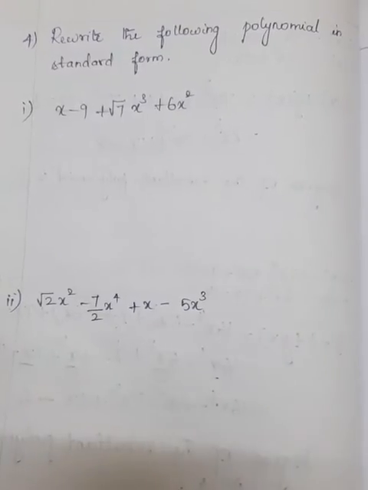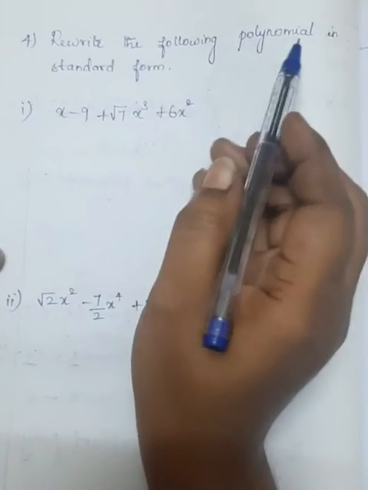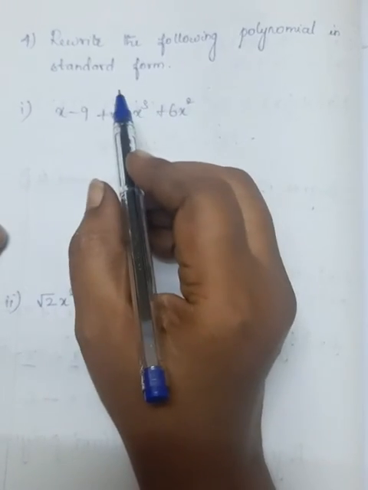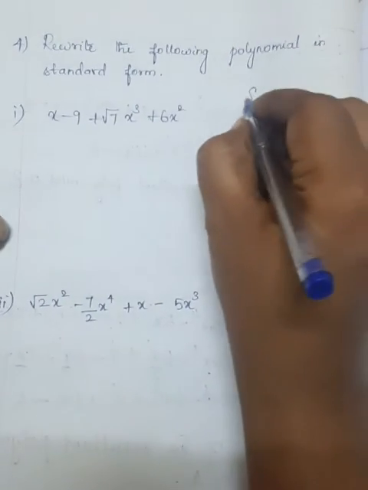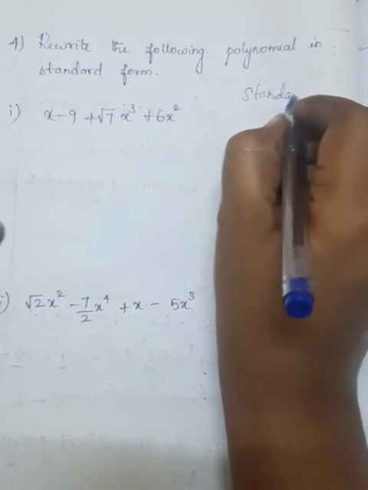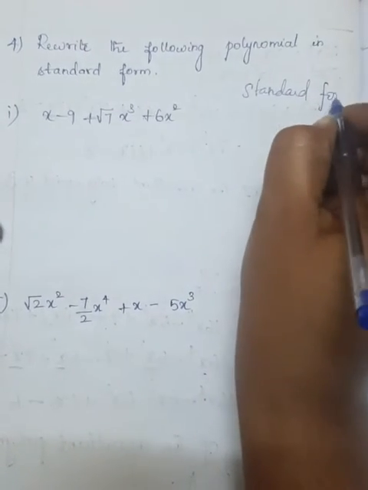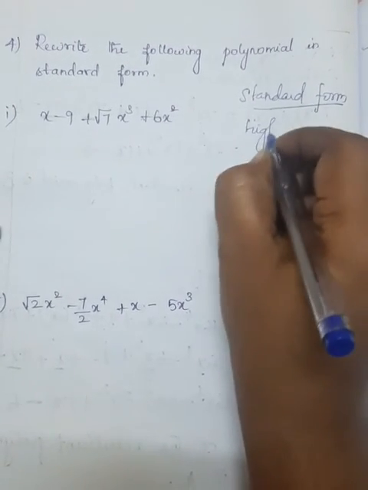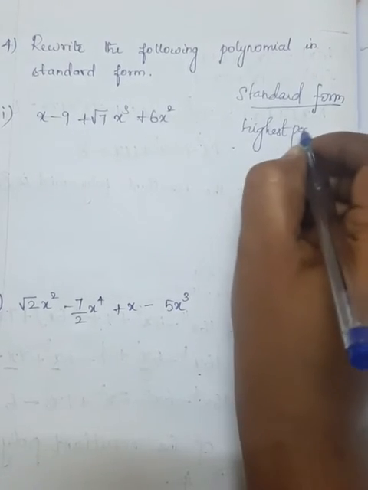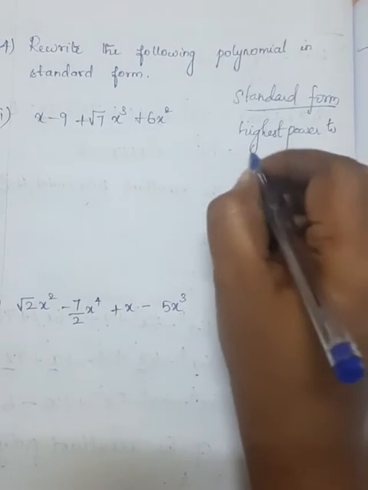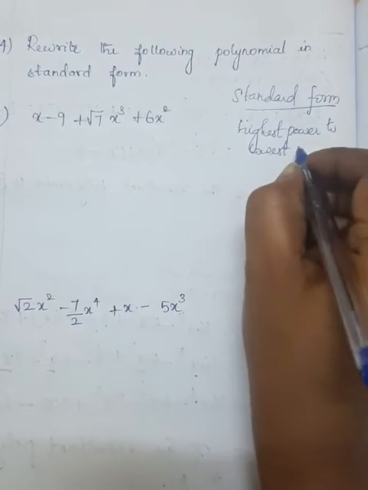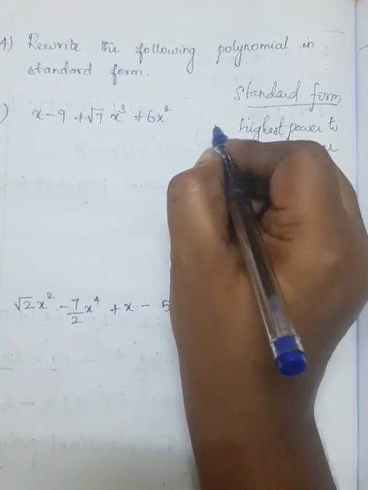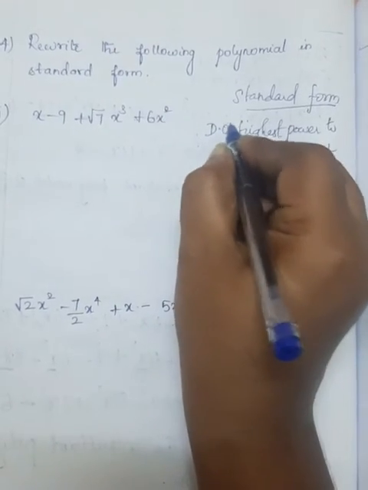Okay. So let's see the fourth sum. Rewrite the following polynomial in standard form. So we want to write the given polynomial in standard form. So before that you should know what is the standard form, right? Standard form means you should write the given polynomial from the highest power to the lowest power. Okay, from highest power to lowest power that is we will say as descending order, right? Descending means highest to lowest, okay? That is descending order, okay?